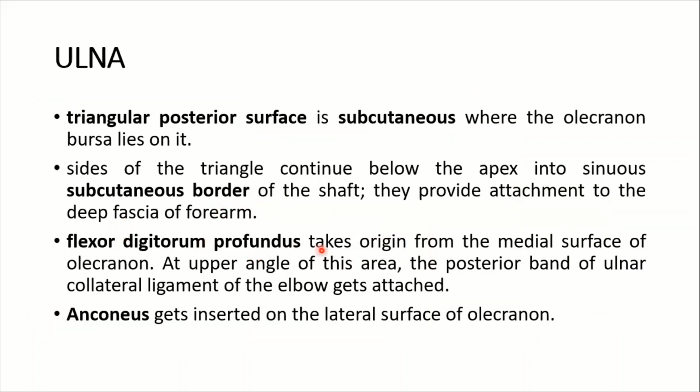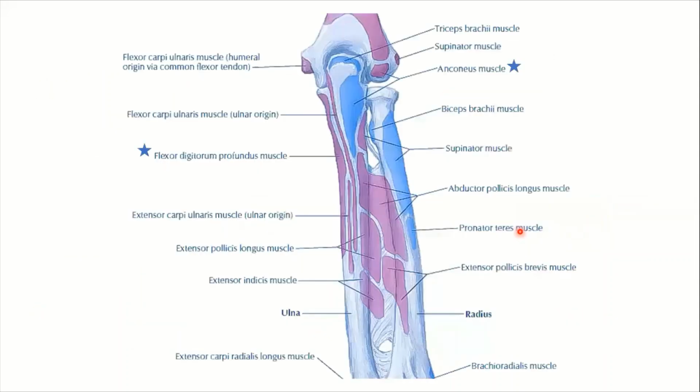Flexor digitorum profundus takes origin from the medial surface of the olecranon. At the upper angle of this area, the posterior band of the ulnar collateral ligament of the elbow gets attached, and the anconeus gets inserted on the lateral surface of the olecranon. These are the two muscles. This is the flexor digitorum profundus. Let me enlarge for you.